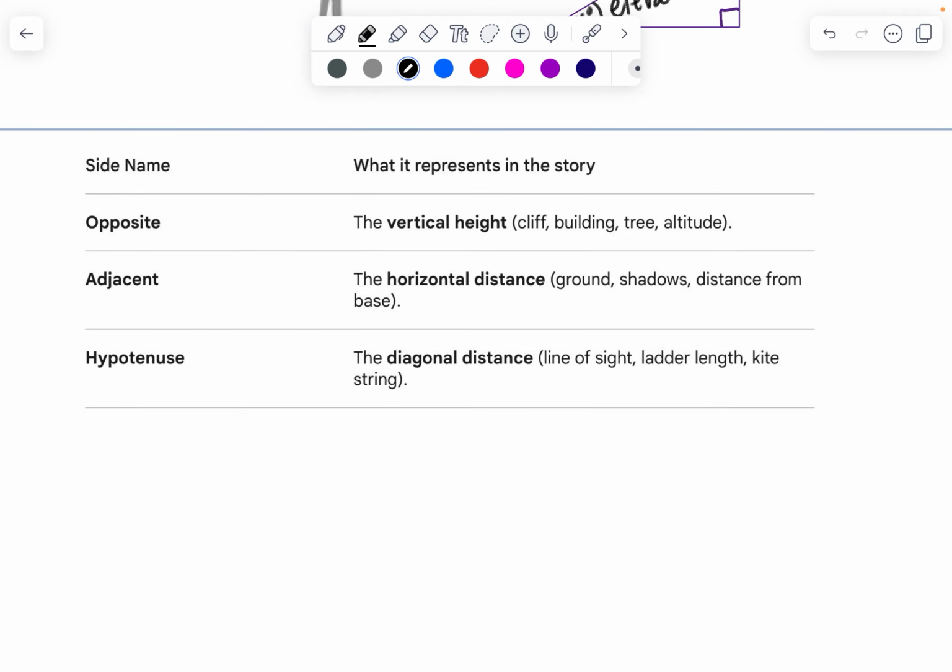Here also are some keywords that might help you. If they're asking for the vertical height, it's usually the opposite side. So if they're asking for the height of a cliff, a building, a tree. If they're asking for the horizontal distance, it's usually the adjacent side. So if you ask like how far on the ground or a shadow, distance from the base of something. If they're asking for the diagonal distance, so if you see line of sight, ladder length, kite string, they're asking for the hypotenuse. This is in most cases.